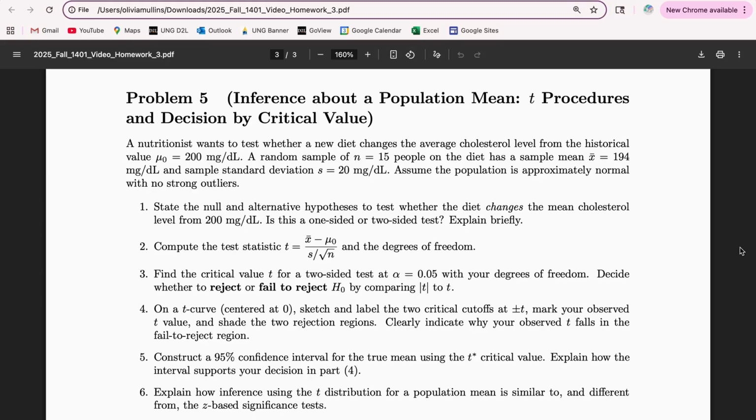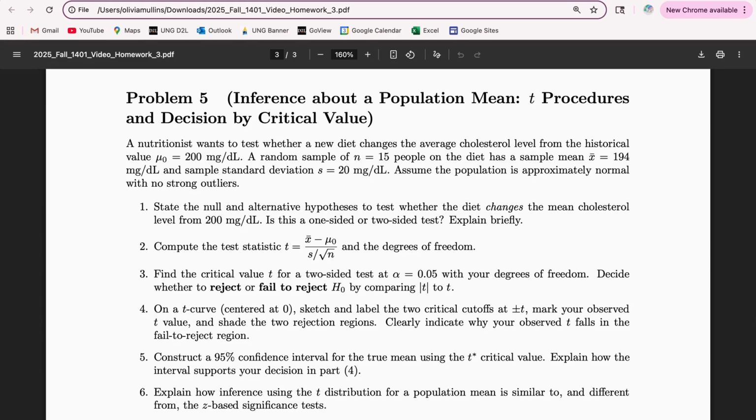We use the significance level alpha equals 0.05 and degrees of freedom equals 14. The critical t value for a two-tailed test at this level is plus or minus 2.145. Since our absolute t value, 1.16, is less than 2.145, we fail to reject the null hypothesis. There is not enough evidence to conclude that the mean has changed from 200.